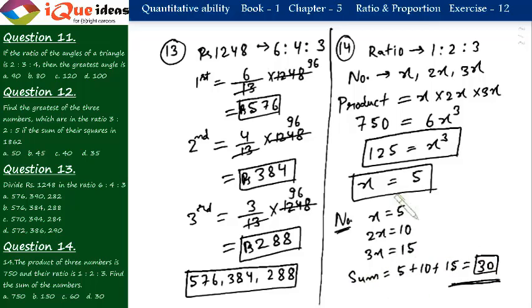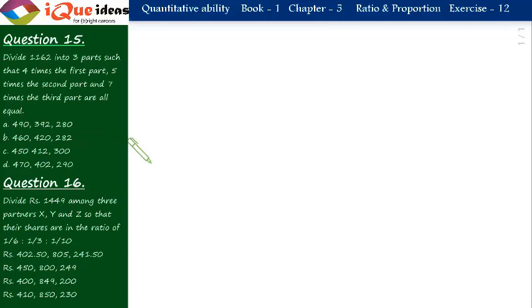Or you could have directly calculated the sum as x plus 2x plus 3x, which is 6x, and that is 6 into 5, which is again 30. Right? So whichever way, you will get the final answer like that. Okay. Now question number 15.